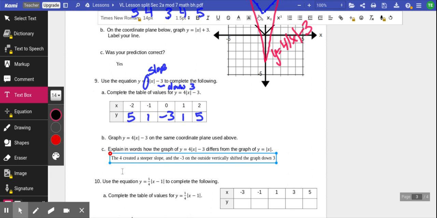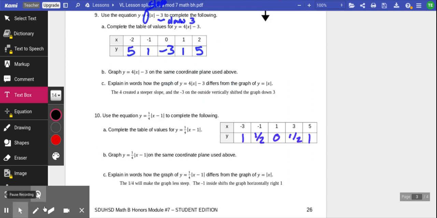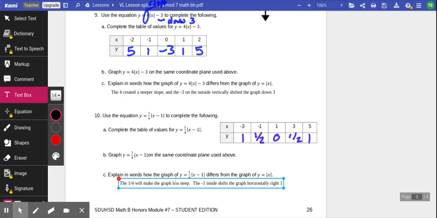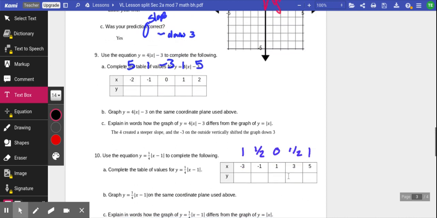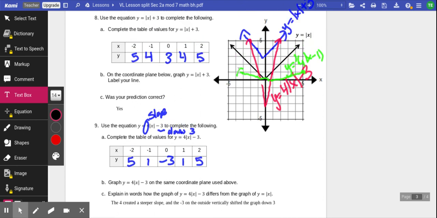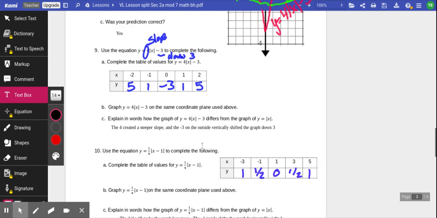Okay, so I want you to try number 10. So pause the video and try number 10 and see what you came up with. All right, I filled it in my table. I said the 1/4 will make it less steep, and the -1 inside will shift it horizontally right 1. So I look, my V is really flat, and it shifted to the right 1.